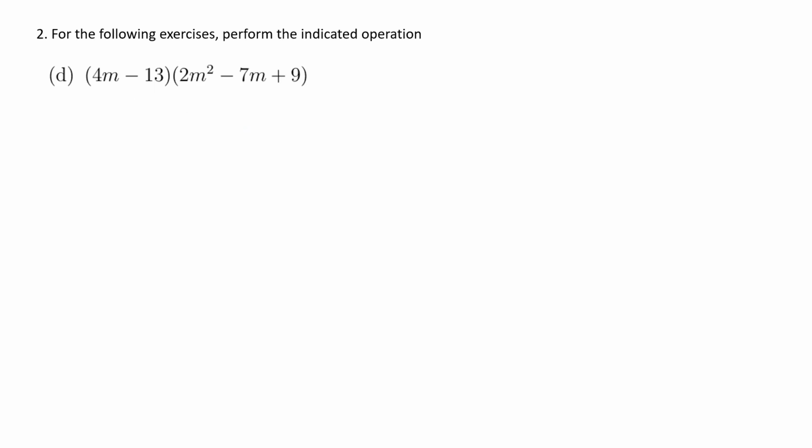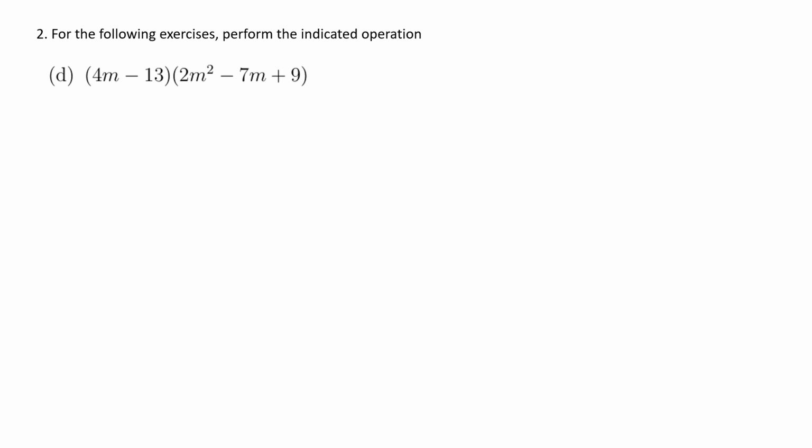All right, so let's take a look at another one. On that previous example, I said you can also use a FOIL technique, which you may have learned at some point, the first, outer, inner, last. But that doesn't really apply when we have three terms, does it? But this method of systematically taking the first term, multiplying by everything in the second polynomial, and then the next term and multiplying by everything in that second polynomial will always work for us.